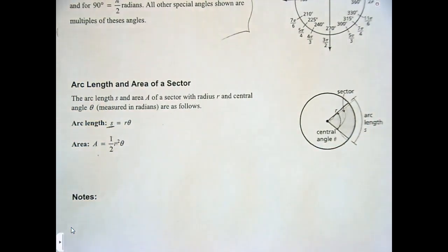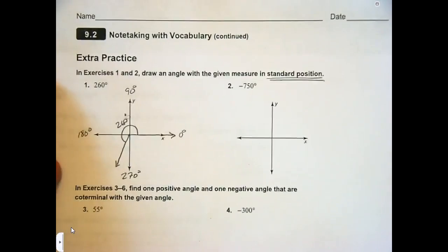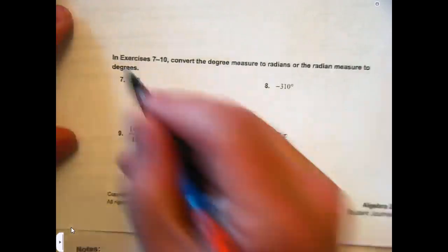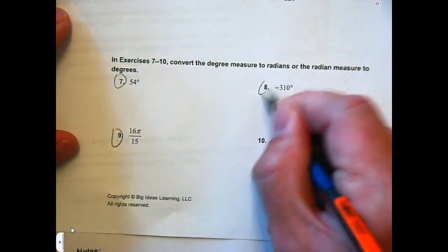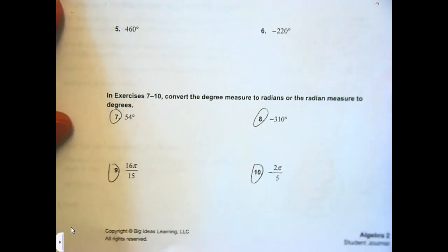What I'd like you to do tonight as your assignment is practice some of the stuff we've done. So I want you to complete number 2 on page 251 and numbers 7, 8, 9, and 10. Okay? Those should not take too long.